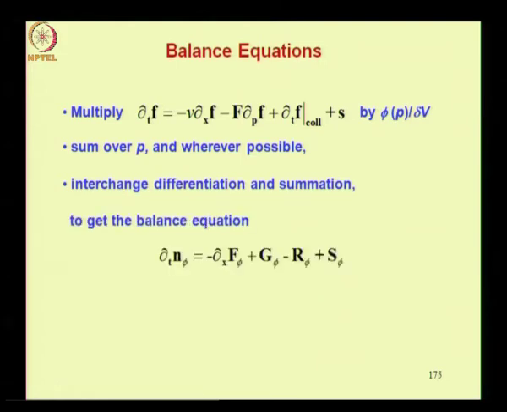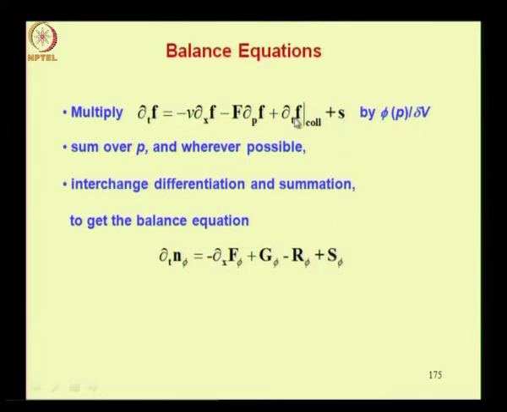The result will be a balance equation like this. Here each term corresponds to a term of the Boltzmann transport equation. So dou of n phi by dou t corresponds to dou f by dou t, minus dou by dou x of F phi corresponds to minus v into dou by dou x of f, G phi corresponds to minus F dou f by dou p, R phi corresponds to dou by dou t of f due to collisions with an appropriate sign of course, and capital S phi corresponds to the term s.